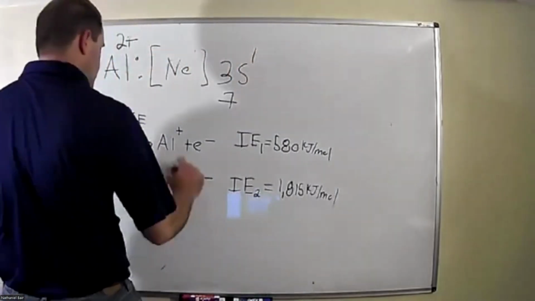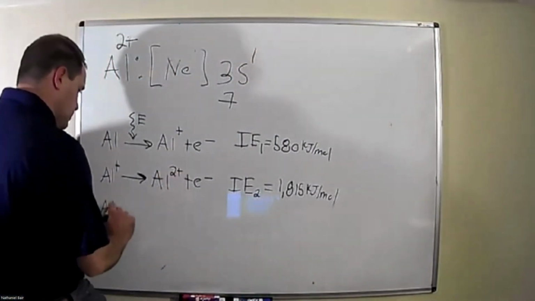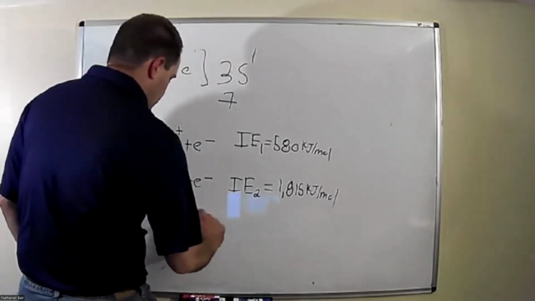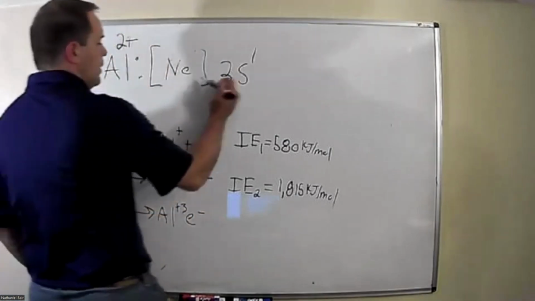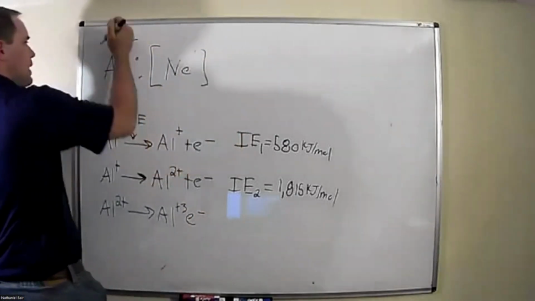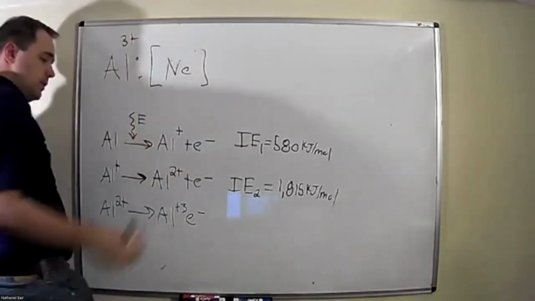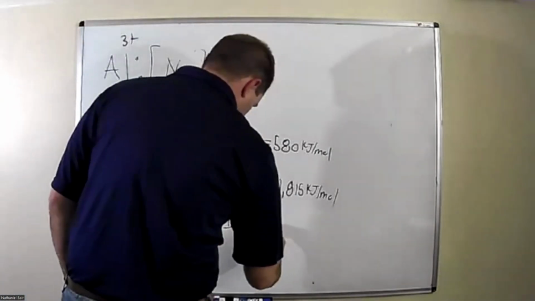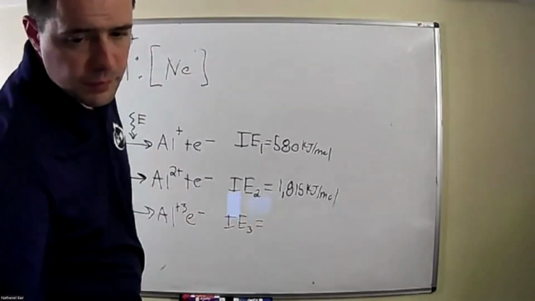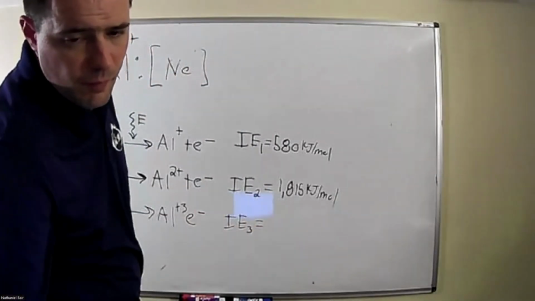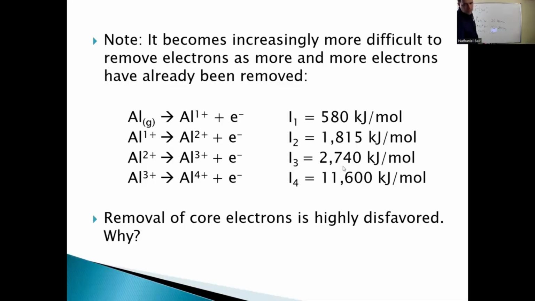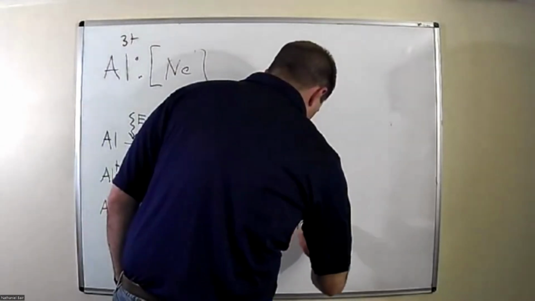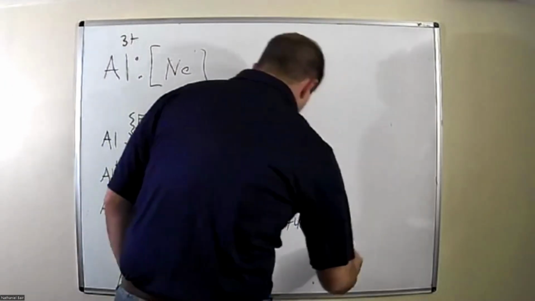Okay. What if I want to take another one? Man, I'm getting super greedy. Things are getting crazy. I want to remove a third electron from aluminum and take that to aluminum 3 plus. Well, it's going to take even more energy. Ionization energy 3 is 2,740 kilojoules per mole.